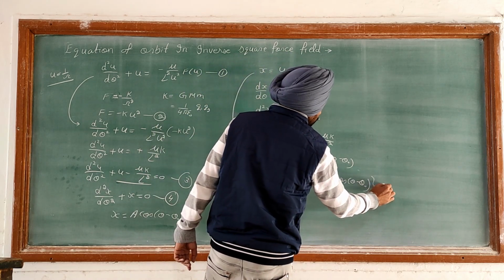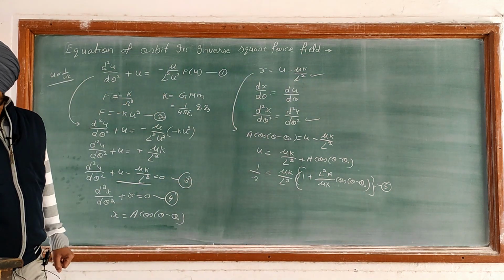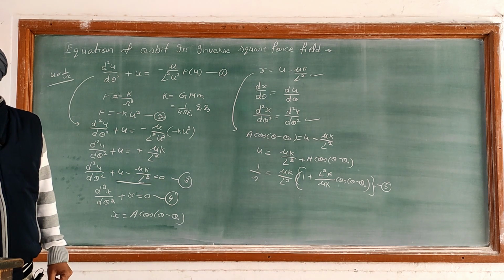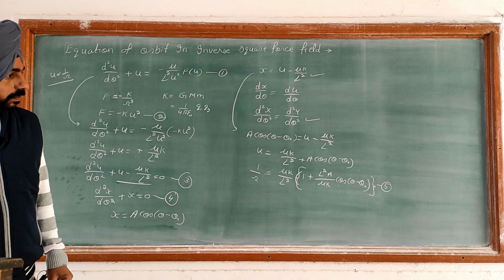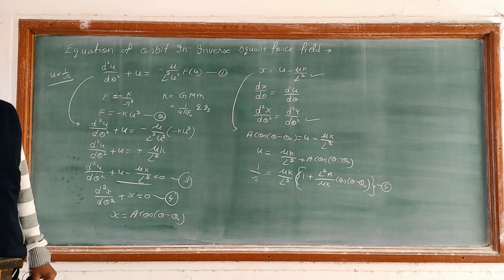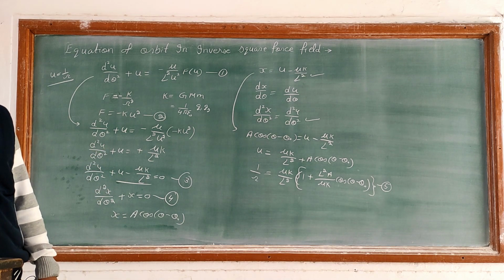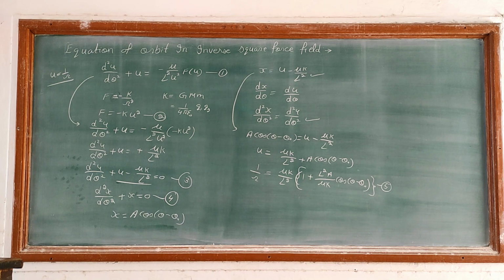expression number 5. Now this is the differential equation, or equation of trajectory of the body, that is 1 upon r equal to mu k upon L square, 1 plus L square A upon mu k cos(theta minus theta naught). So in order to investigate the nature of the trajectory of the body, we compare this expression number 5 with the equation of the general conic in plane polar coordinate system.